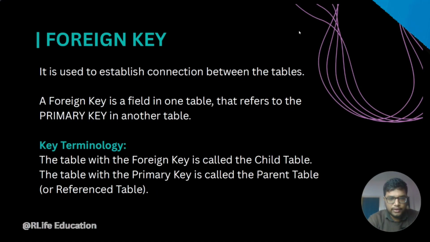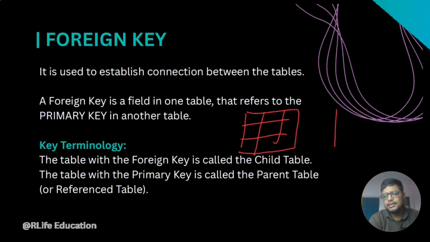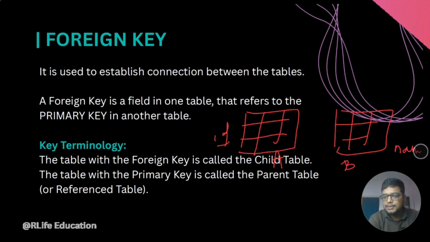Okay, now foreign key. What is a foreign key? This one is the last constraint. Let us assume two tables are there: table A and table B. Table A has ID as primary key, but in table B, name is the primary key. I have two different tables, so I can put different primary keys. Here ID is the primary key, here name is the primary key.